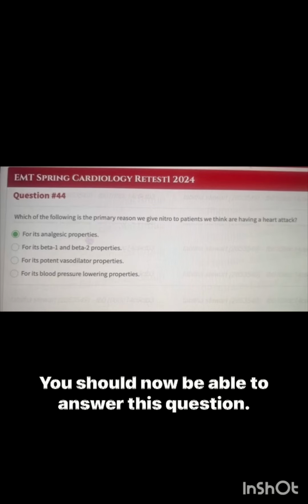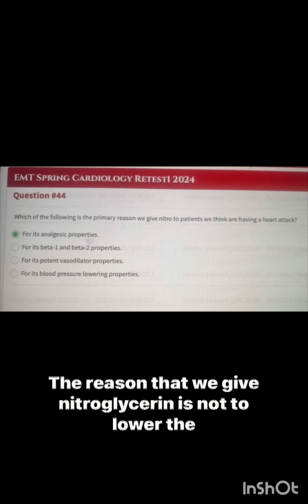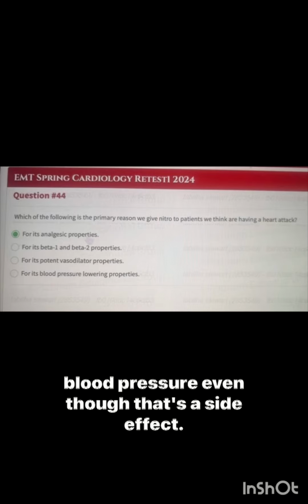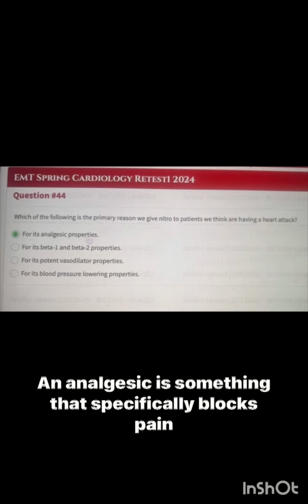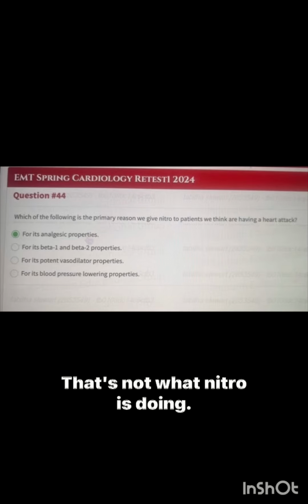You should now be able to answer this question. The reason that we give nitroglycerin is not to lower the blood pressure, even though that's a side effect. It is not as an analgesic. An analgesic is something that specifically blocks pain receptors. That's not what nitro is doing.